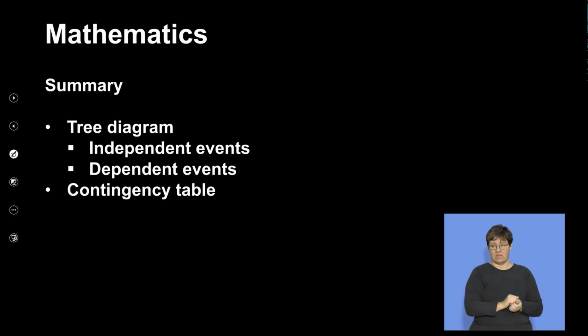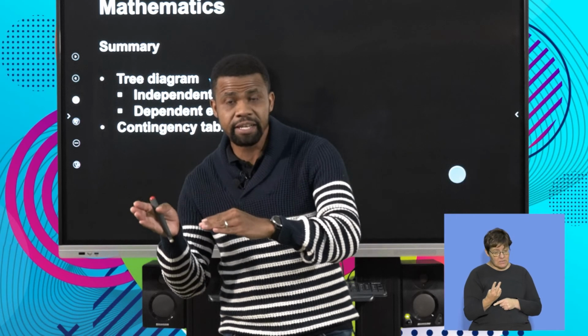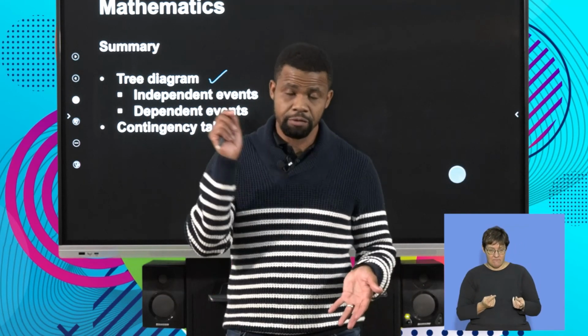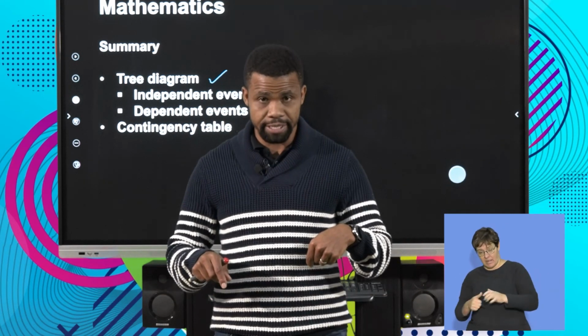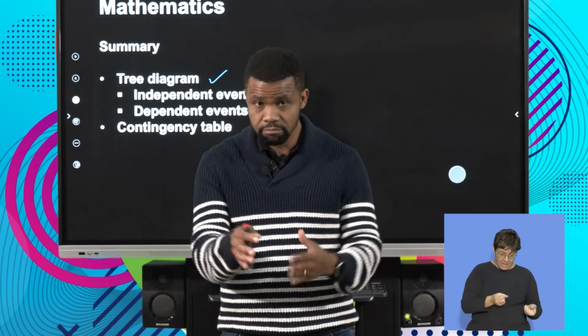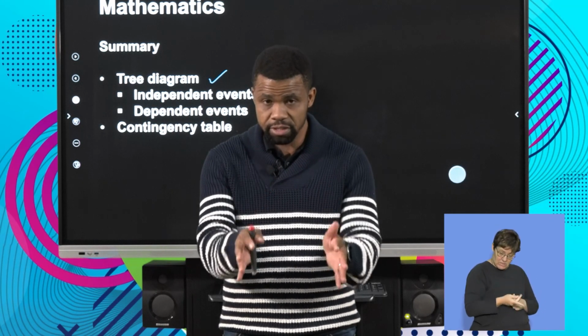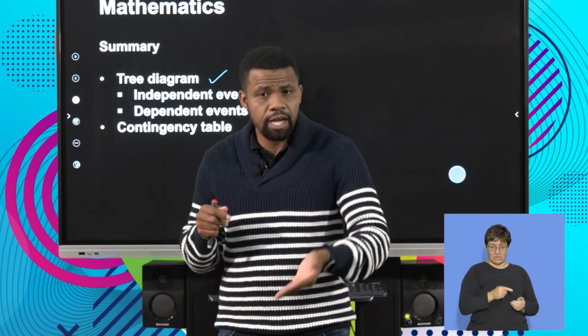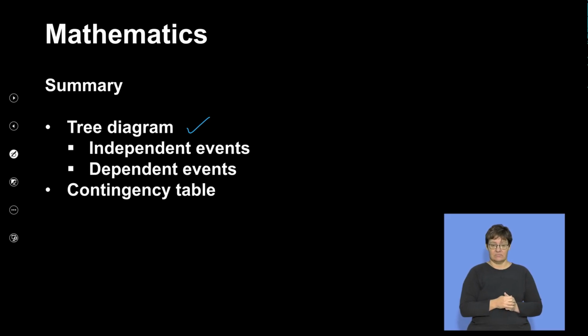So let's look at our summary. We've looked at tree diagrams. Tree diagrams are very important. You have to look at replacement and without replacement, and that will affect your sample space. If I replace, if I have 10 balls, we'll still have 10 balls inside. If I don't replace, the size gets reduced. We've looked at independent events and the contingency table.